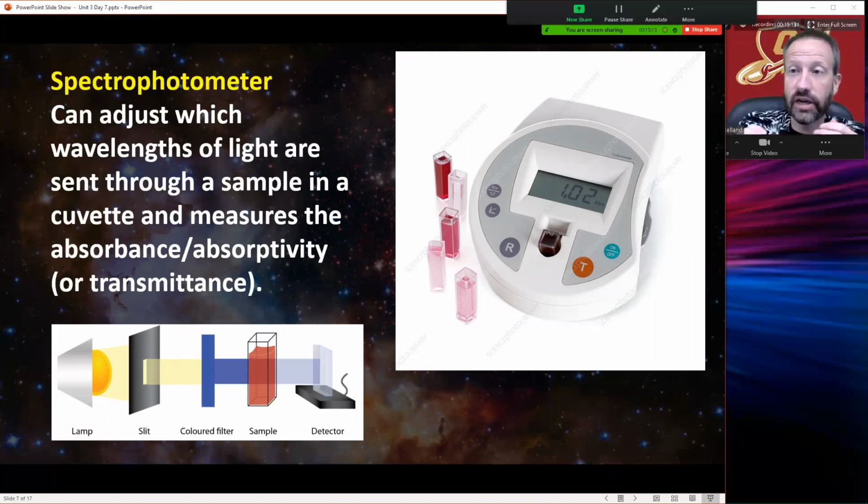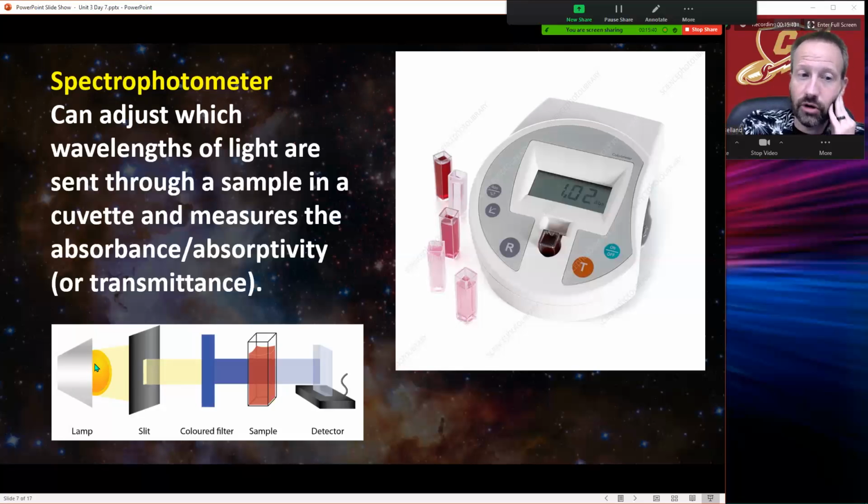So maybe it's sending in, I'm just going to throw out a number, 8, but it only receives on the other side 5. Then absorption is 3, kind of an idea. Now, those aren't the numbers you're going to be seeing, but that's what it basically does. We could also measure transmittance. In AP chemistry, we really don't measure transmittance. We measure absorption. Just go with that.